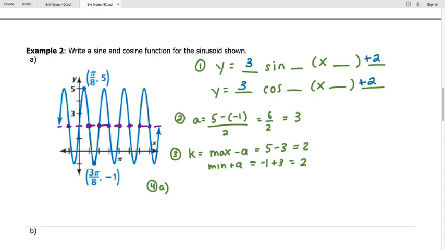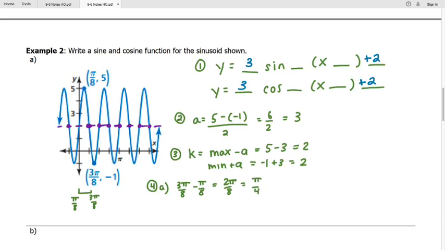There's actually a few ways that you guys could do this, but I'm going to do it one of the more complicated ways so you see the math behind that. So from that max to the min, we're looking at the length of that interval. So the length of that interval is 3 pi over 8 minus pi over 8, right? 2 pi over 8 is the length of that interval, or pi over 4.